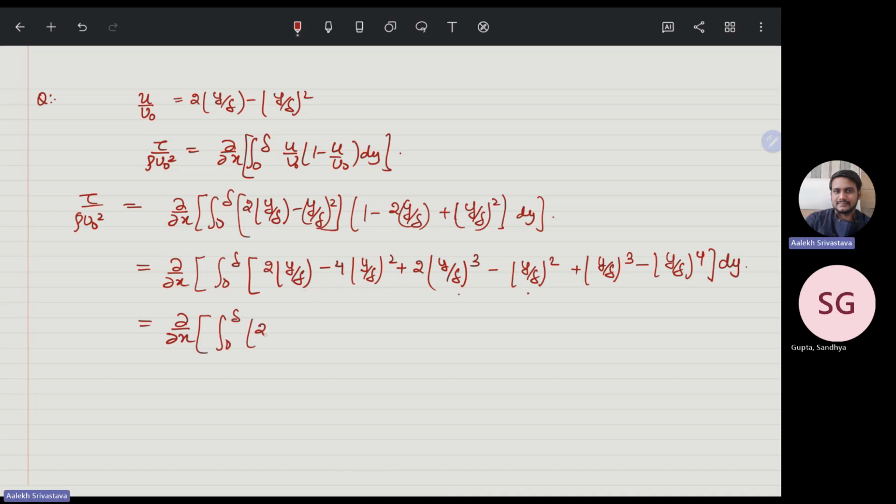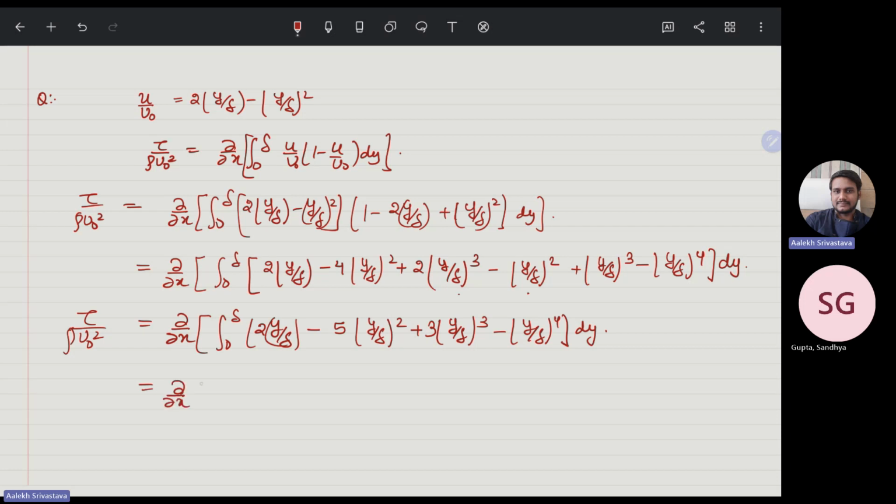So 2 times y by delta minus 4 minus 1, that is minus 5 y by delta whole square, plus 3 y by delta whole cube minus y by delta raised to the power 4, dy. This is tau by rho u0 square. So we need to now integrate this term.